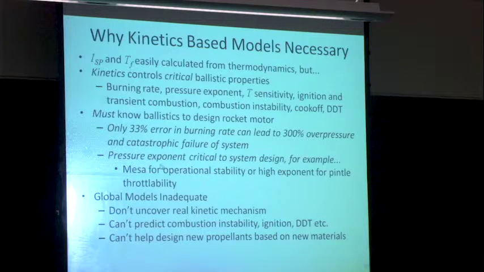The pressure exponent obviously is important with regards to stability, and global models really can't uncover the details of the real chemistry, and you can't predict, for example, the transition to DDT, ignition, or instability. So to really design future rocket motors a priori from models, you need to know something about the detailed kinetics.